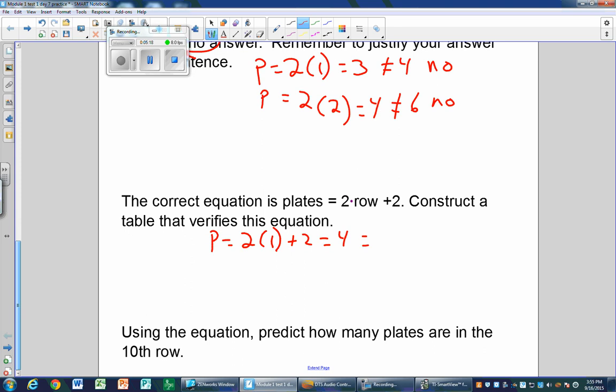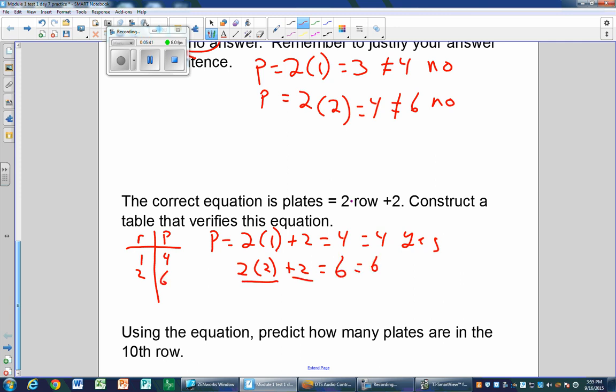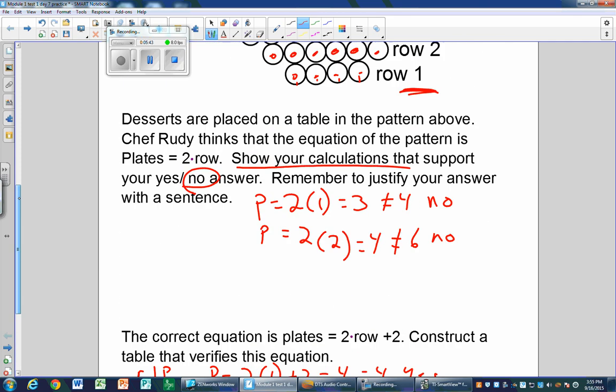4 equals 4. Yes, correct. Construct a table that will make it. So the row and the plates. Row 1 has 4 plates. Row 2 is 2 times 2 plus 2. That equals 4 plus 2 is 6. And you know what? When you go up to the diagram, it does have 6, as we already showed.